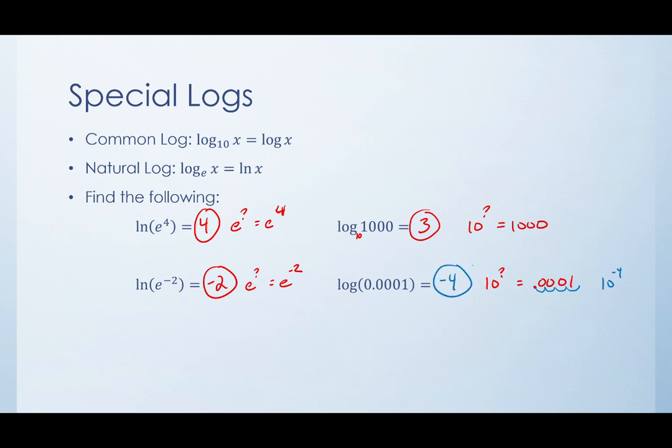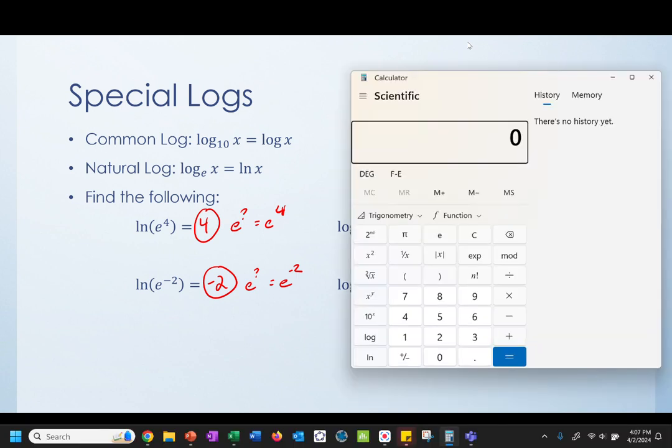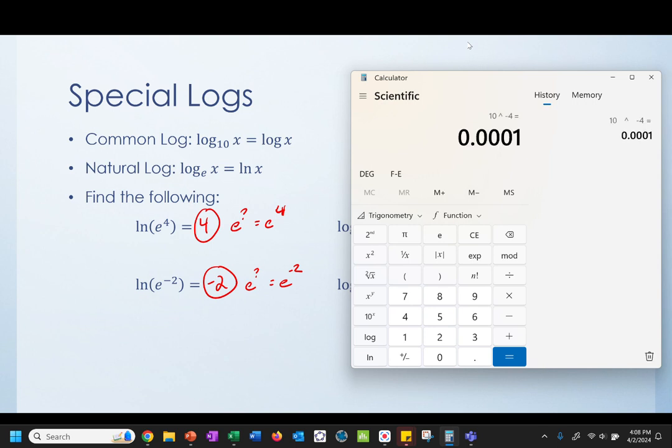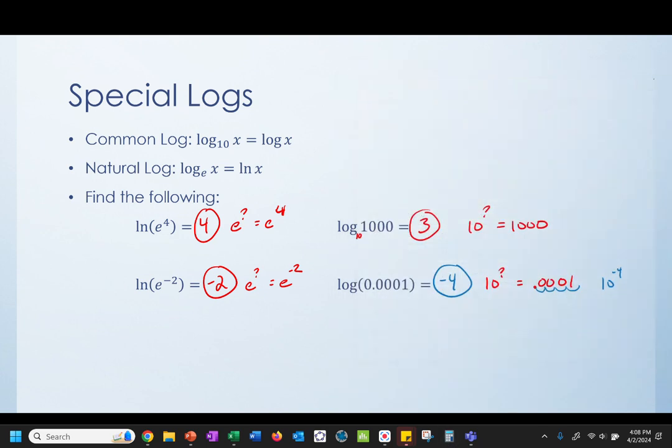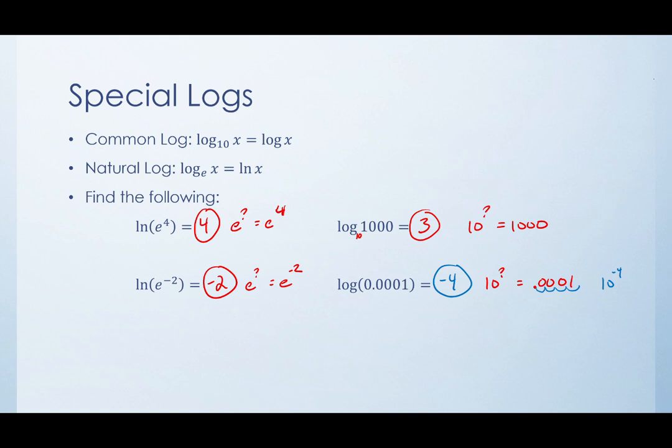And when in doubt, you can always check that with a handy dandy calculator, right? 10 to the negative 4 gives 3 zeros and a 1, which is what we had. So we're good there.